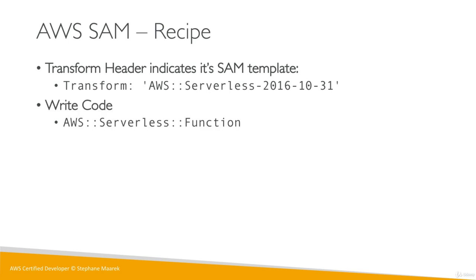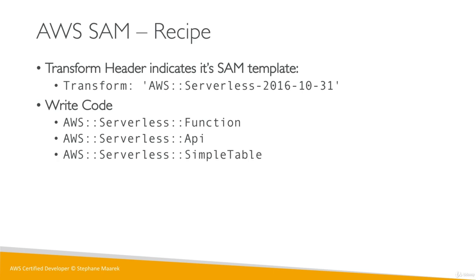Now you write your code and you can use 3 resource types that are brought in especially by the SAM format, which is Serverless Function, Serverless API, and Serverless SimpleTable. The function is going to be AWS Lambda, the API is going to be API Gateway, and the simple table is going to be DynamoDB. So we have 3 helpers for resources that we're going to use in the hands-on anyway.